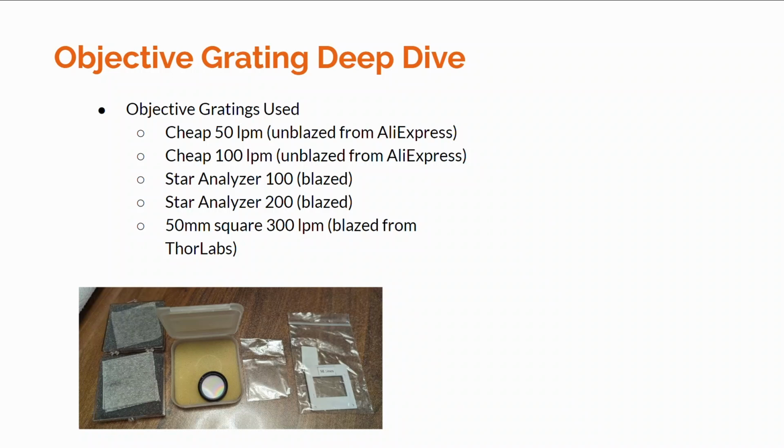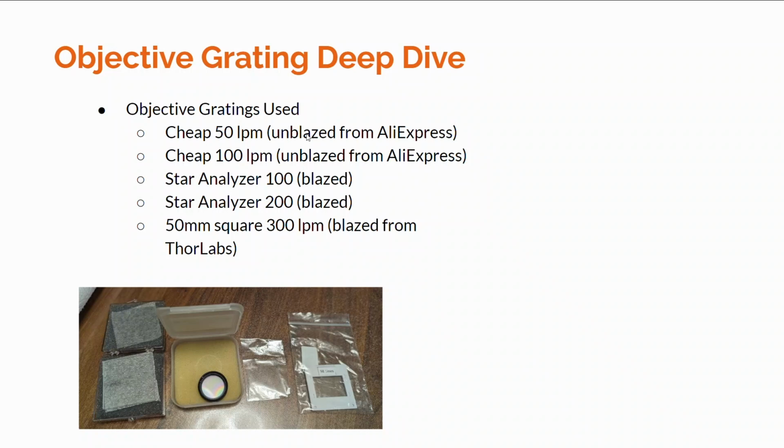So here I'm going to deep dive into the types of gratings that I've used in the last month or so. I bought 2 different cheap types from AliExpress. They're 50 lines per millimeter and 100 lines per millimeter. I have a Star Analyzer 100 and a Star Analyzer 200, which are blazed. And I just acquired a Thorlabs 300 lines per millimeter, 50 millimeter square. It's much bigger than the others because I want to make use of as much of the aperture as I can. I was really looking forward to this, and it's also blazed.